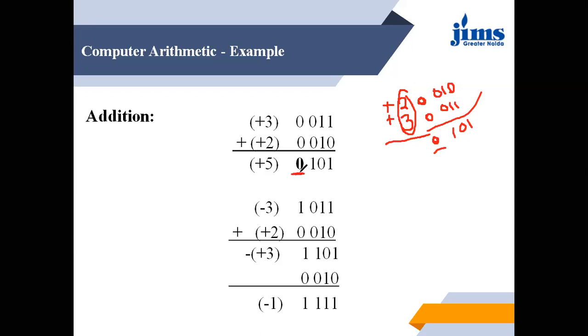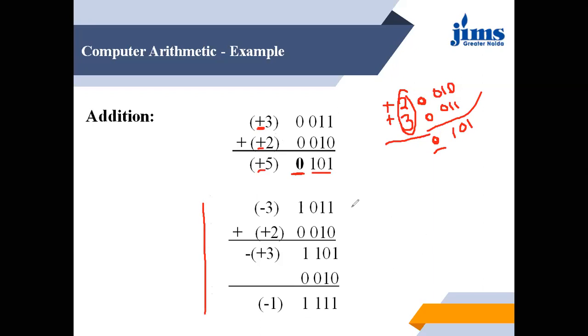We are getting a plus sign. That's the sign of either A, or B, or the result. And we are getting the result. This is the second case when both the numbers are different.